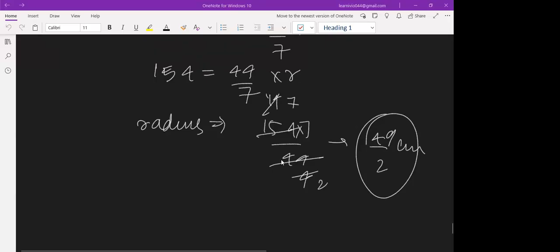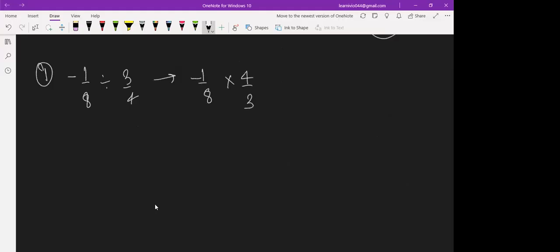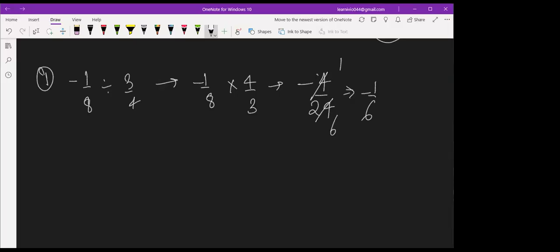Okay, so the first question was, yeah, Rajan, tell me what was the first question and the solution as well. The first question was -1 by 8 divided by 3 by 4. Okay, and what is the answer for this? -1 by 8 into 4 by 3 is equal to -4 by 24. Okay, now can I also cancel 4 and 24, Rajan? Yes, ma'am. Which 2 can we cancel? 4 can be cancelled by 2. See, you can directly cancel 4 into 1 is 4 and 4 into 6 is 24. So you get -1 by 6. Okay. Can you understand this?